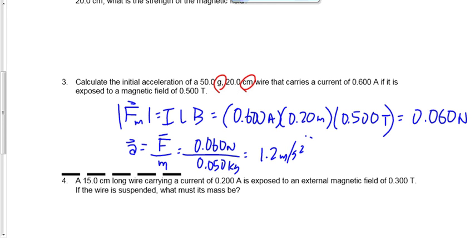It's meters per second squared, yeah, because it's acceleration, yeah.